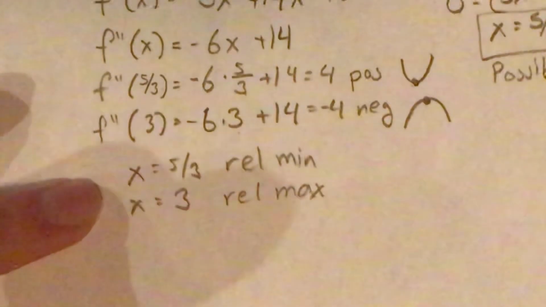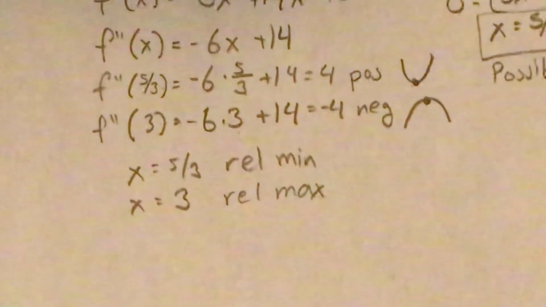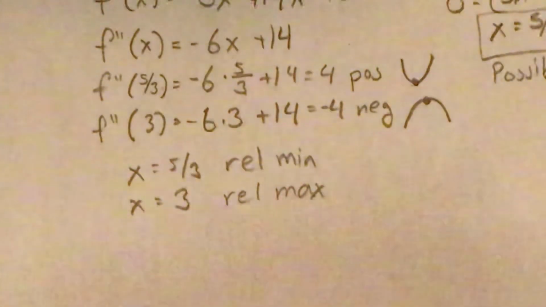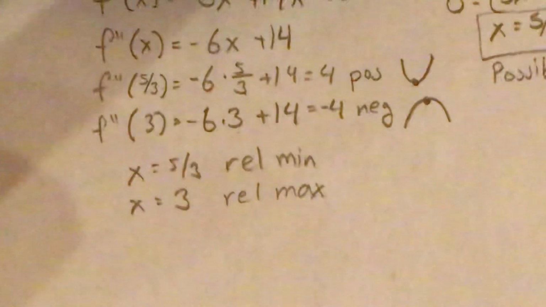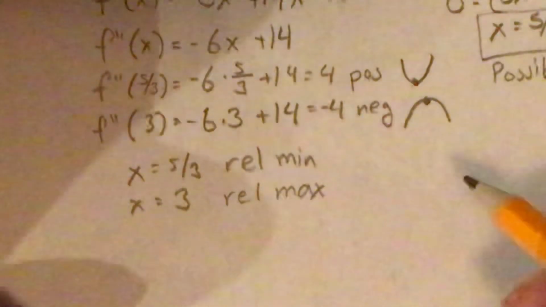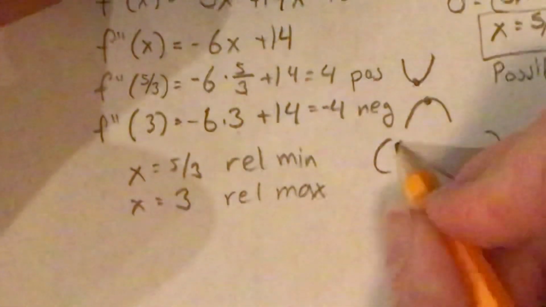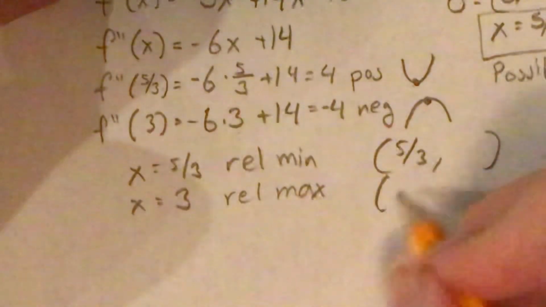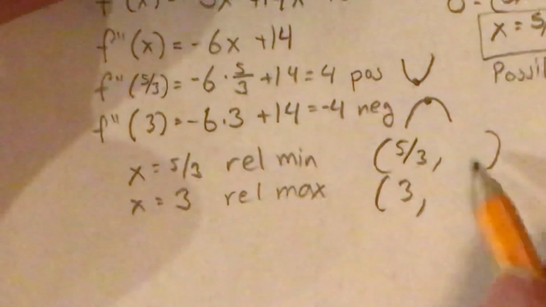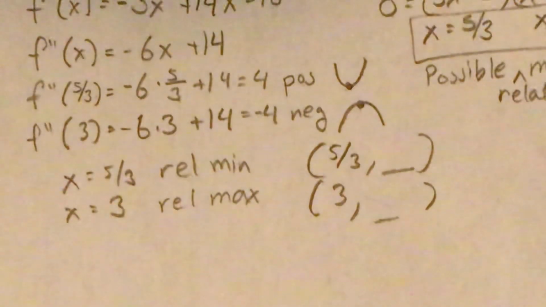Now, if we're looking for the point, not just the x value, we have to plug that 5/3 and that 3 back into our original function to figure out what the y values are. I don't think I did that on that paper, so let's try it. I mean, you can try that in a calculator. You know how to do it. 5/3 comma what? And 3 comma what? This number, the y value, is the min or the max.